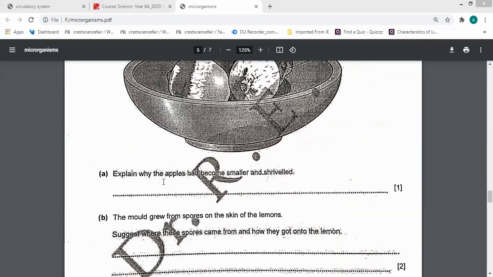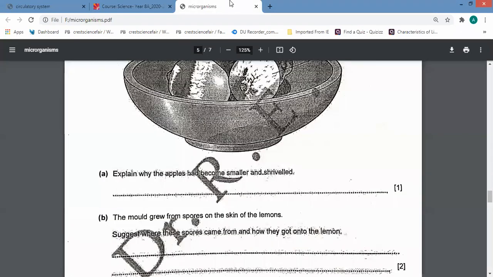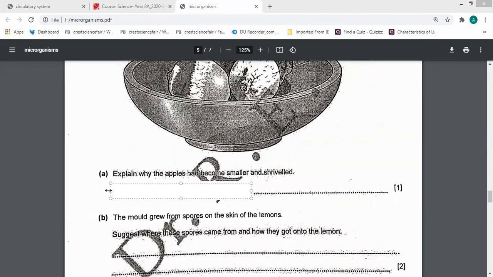What happened to the apples? They are being decayed. Yes, decayed. Microorganisms feed on them. Okay, guys, I hear you. Explain why the apples had become smaller and shriveled. You said that they decayed and microorganisms have fed on them. These were the answers I've heard. So the apples become smaller and shriveled because the decomposers feed on them, so they become decayed.